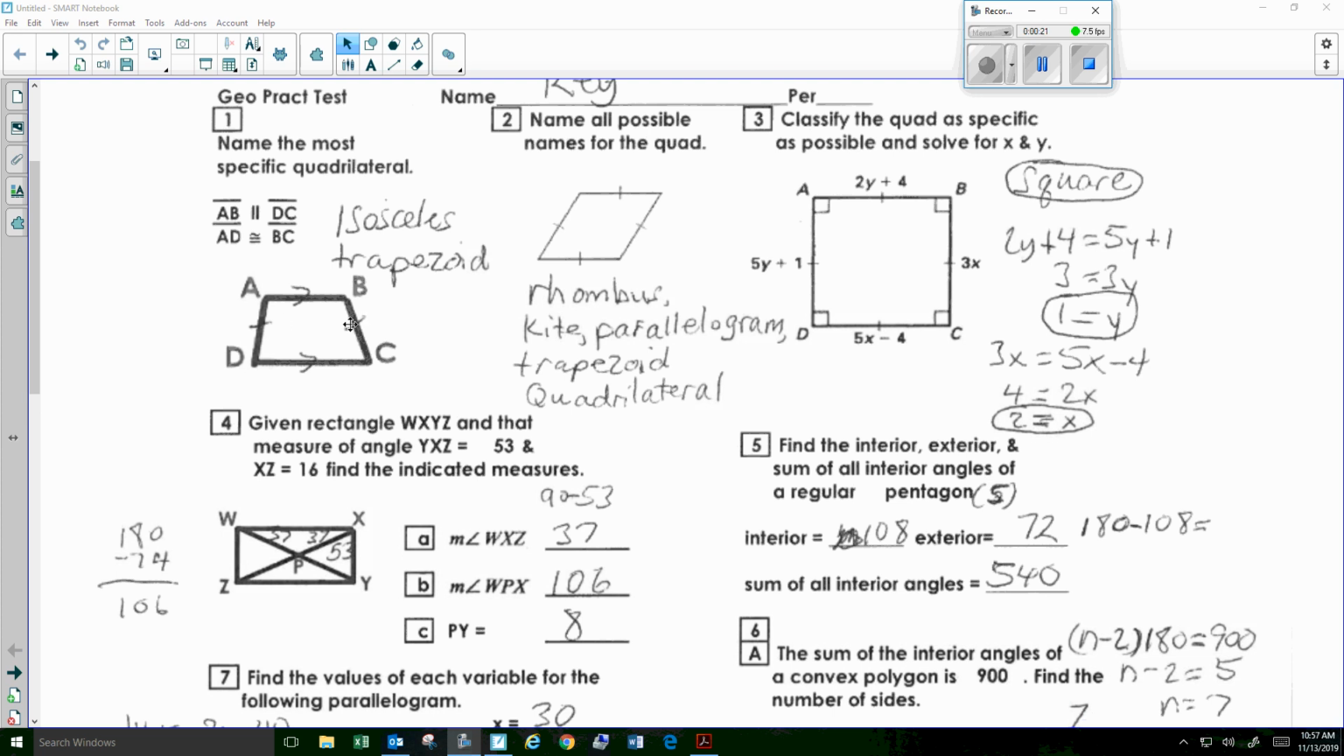Remember, these are called the legs. The legs are congruent and there is one pair of parallel sides. Remember, the true definition is at least one pair of parallel sides, but the DCAS only goes with one pair of parallel sides.